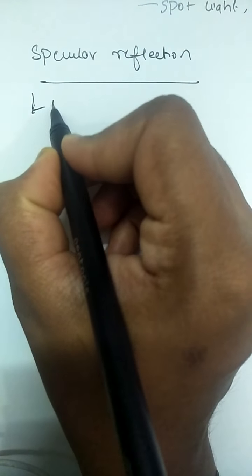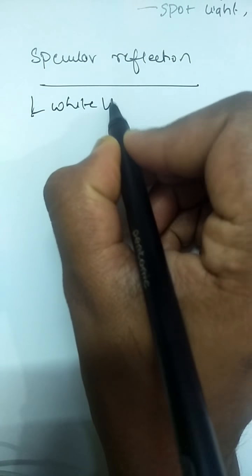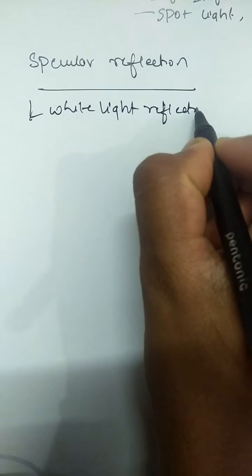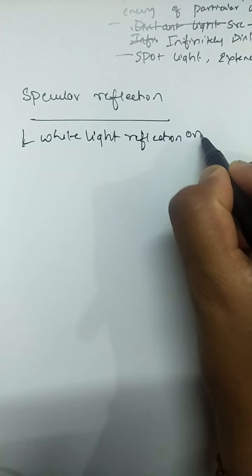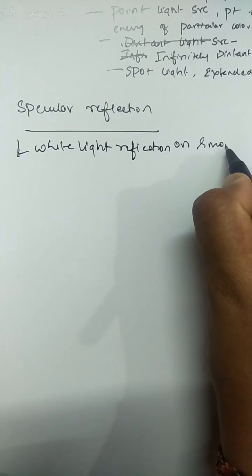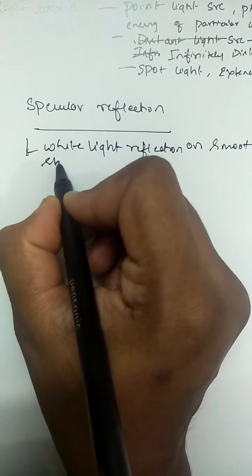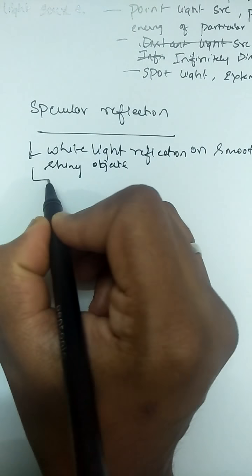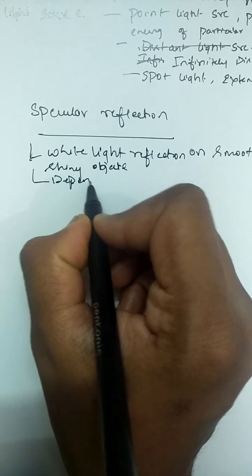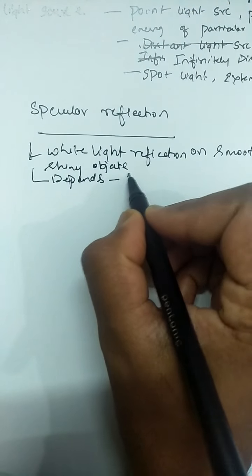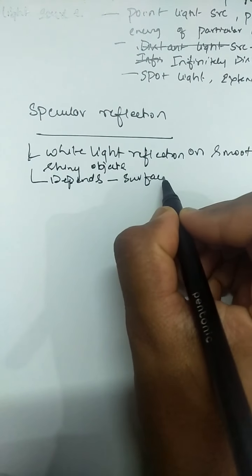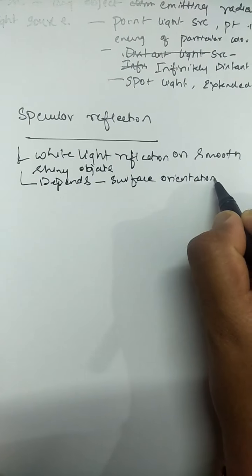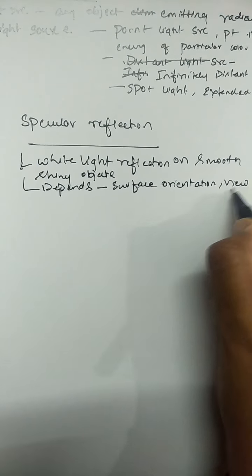So I can say this is white light reflection seen on smooth shiny objects. This depends on surface orientation as well as the viewer location.